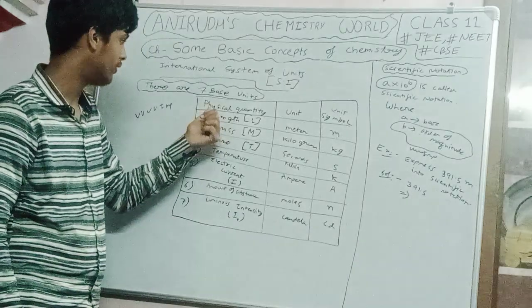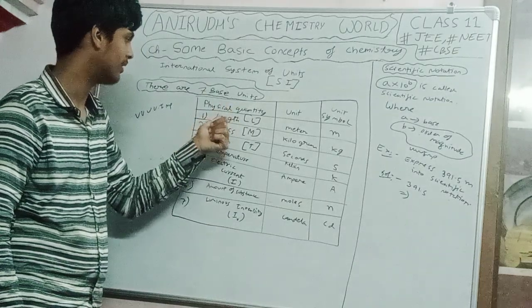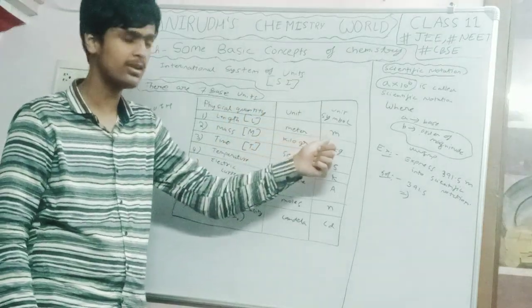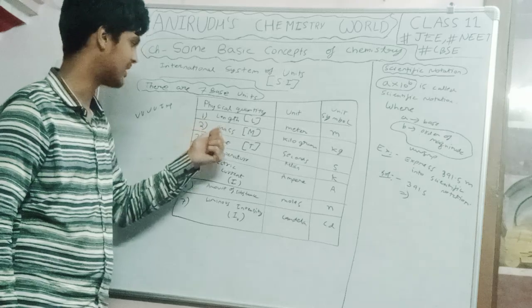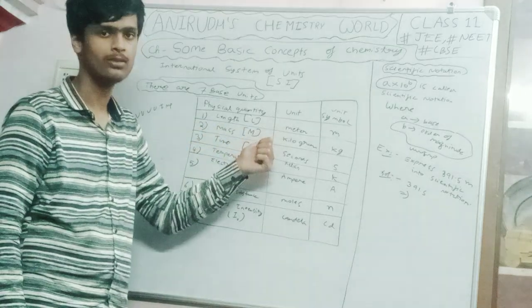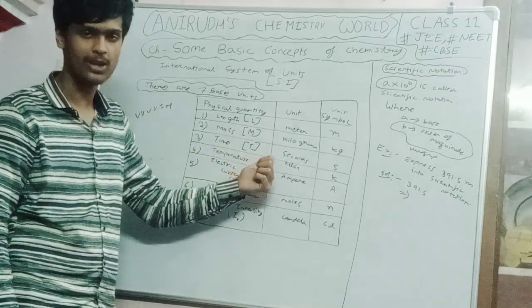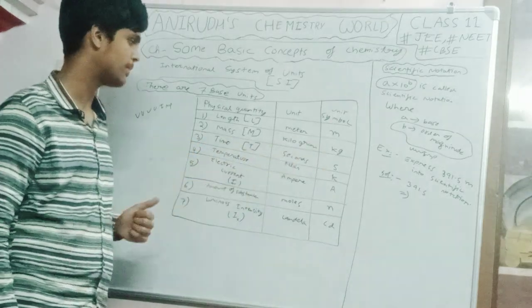The first physical quantity is length. For length, you will have the unit meter, represented by m. Mass, its unit is what? Kilogram, represented by kg. Time, its SI unit is second, represented by s.